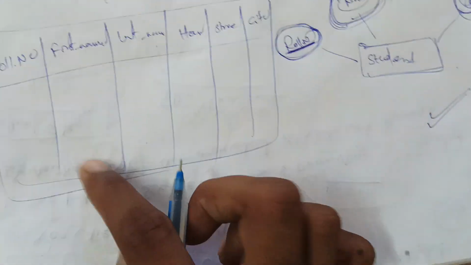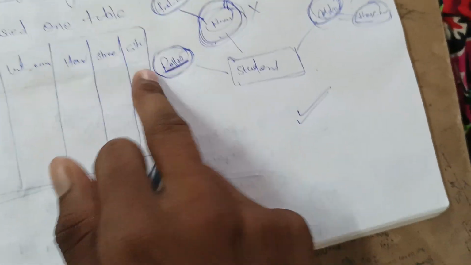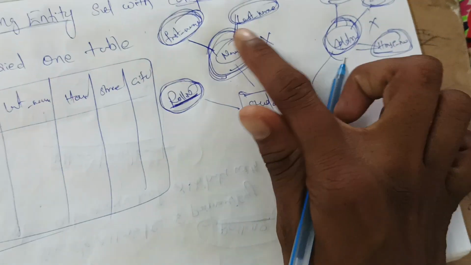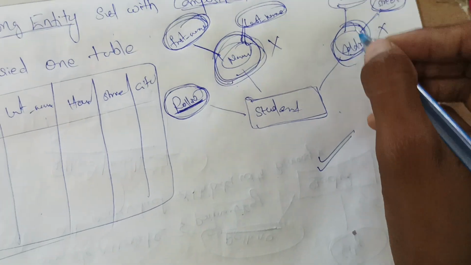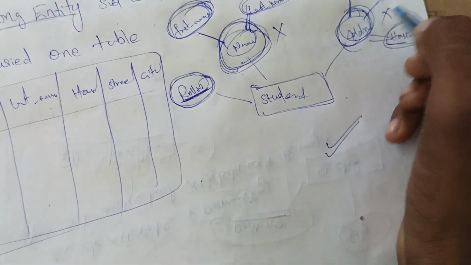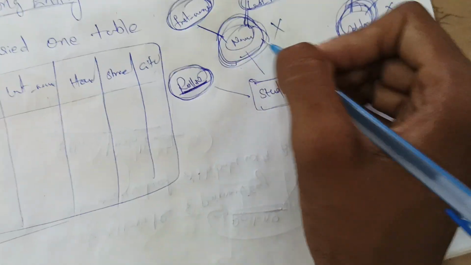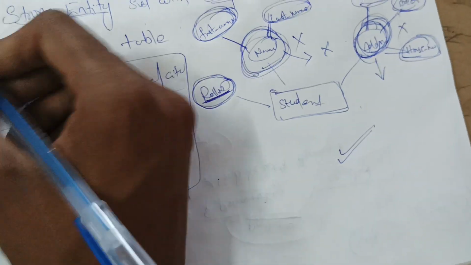That means in the table we write only roll number, first name, last name, house number, street, city. So we simply neglect the composite attributes, that means the attributes which are giving multiple attributes. Here city, street and house number are derived from the address, so the address attribute and the name attribute are neglected when we develop the table.